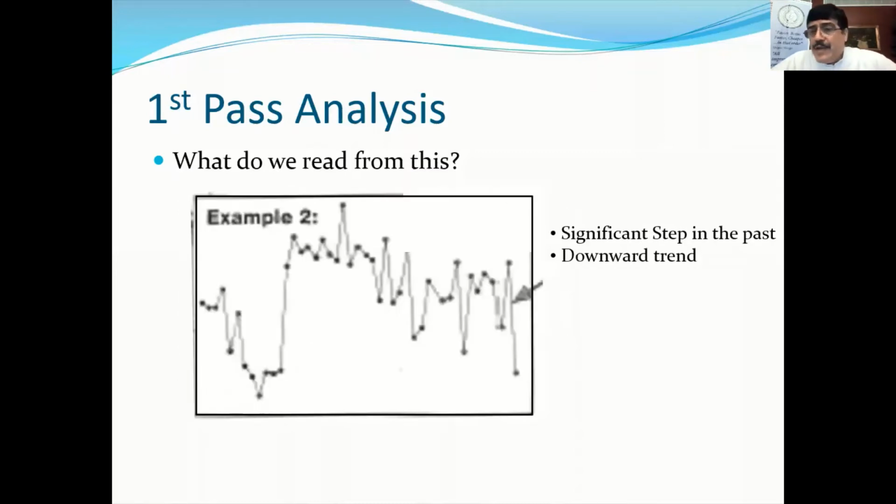What do you see in this? Can anybody try to make a guess? What do you see about this data? Anybody would like to take a go on this? Well, what I can see is a significant step in the past. So the data was going like this, and then there is a significant step going up. And then you can see that there is probably a downward trend. So all of this will give you clues.